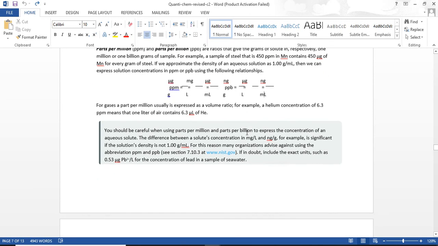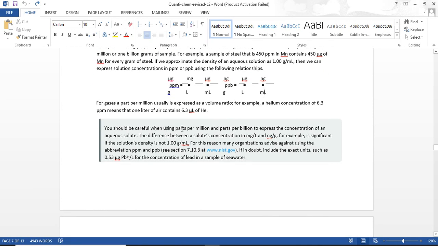You should be careful using parts per million and parts per billion to express the concentration of a solute in solution. The difference between a solute concentration in milligrams per liter and nanograms per gram, for example, is significant if the solution density is not 1 gram per ml. For this reason, many institutions advise against using abbreviations like ppm and ppb. It is better to include the exact units, such as 0.53 micrograms lead per liter, and also the concentration of lead in the sample water.